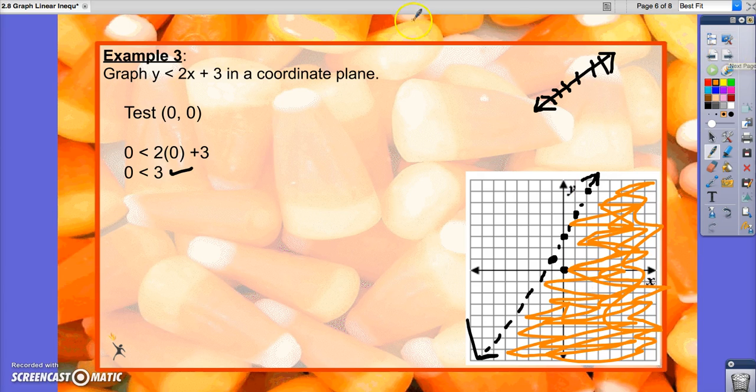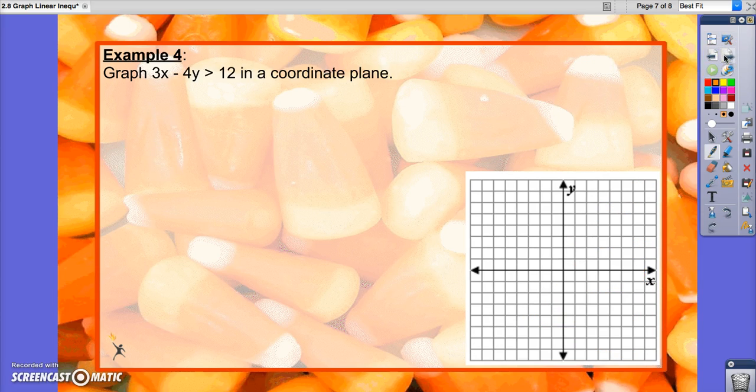All right, let's try one more example. This one was in y-intercept form. We're going to look at one that's in standard form. Graph 3x minus 4y greater than 12 in a coordinate plane.